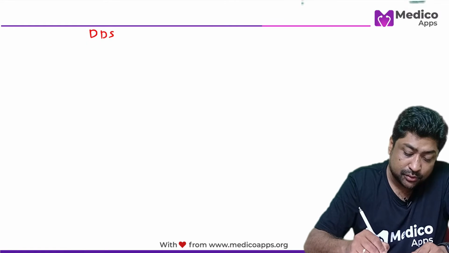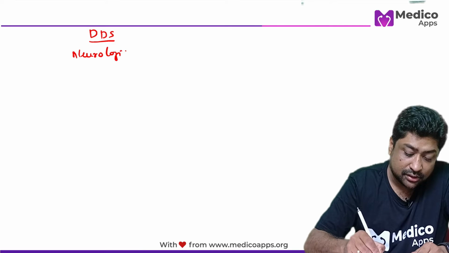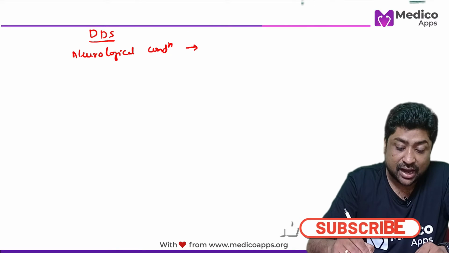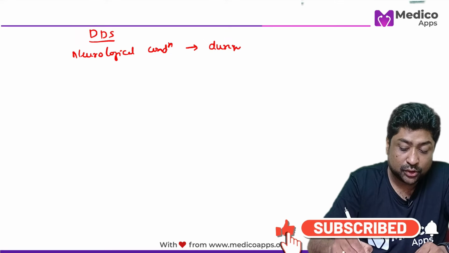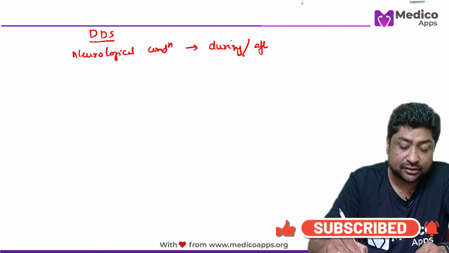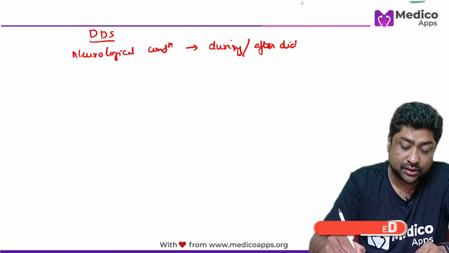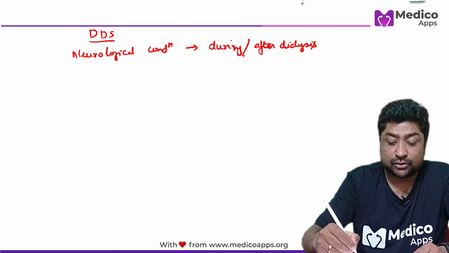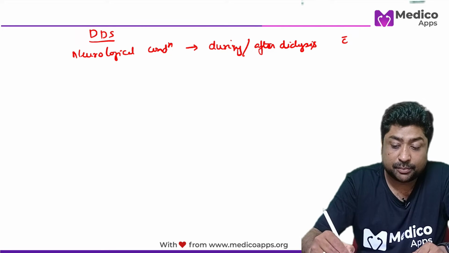Now let's learn about dialysis disequilibrium syndrome. Remember, it's a neurological condition, and this condition is specifically seen in patients either during or immediately after dialysis. Generally the symptoms will appear within hours of dialysis.